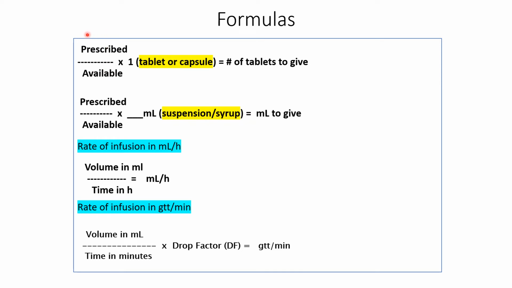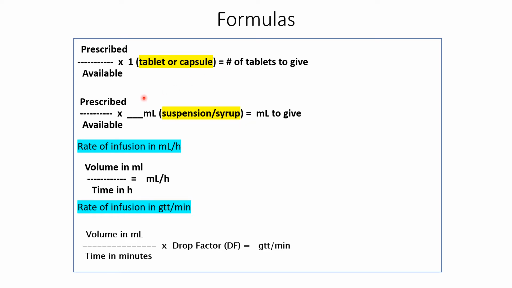So if the doctor prescribed 500 milligrams, and what you have is a tablet of 250, you know that 2 times 250 is 500. So if you put here 500 and you put here 250, and with a calculator you make this division, you have 2. That means you need to give 2 tablets of 250 to make the dose prescribed, which is 500. You can apply this for more complex numbers, but it's the same principle. And this is times 1 because we are talking about tablets or capsules.